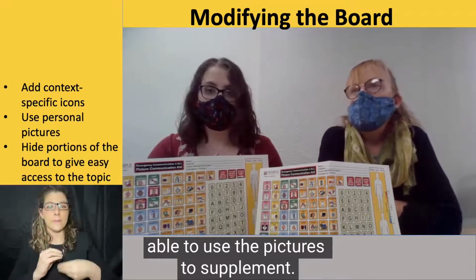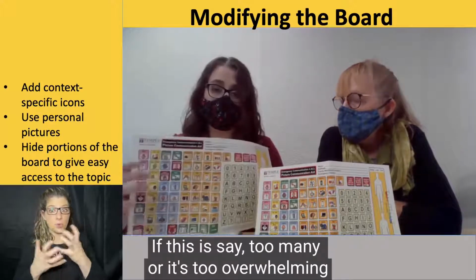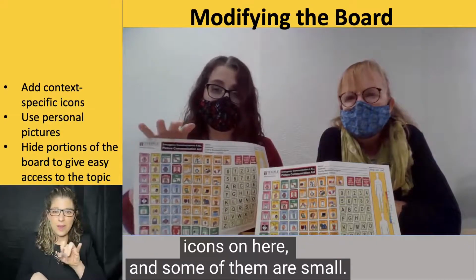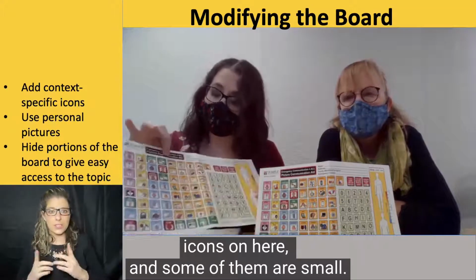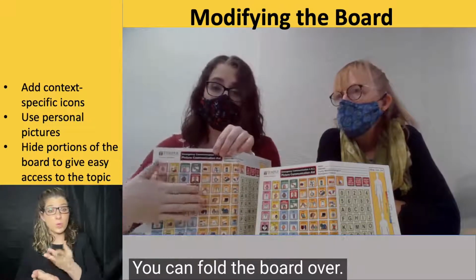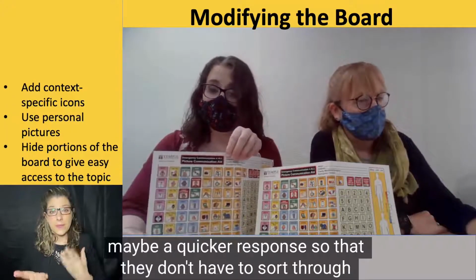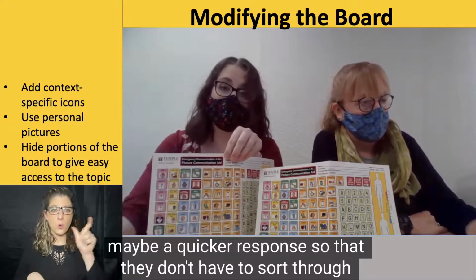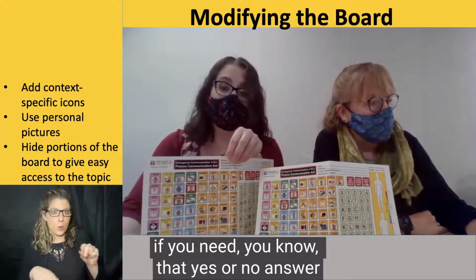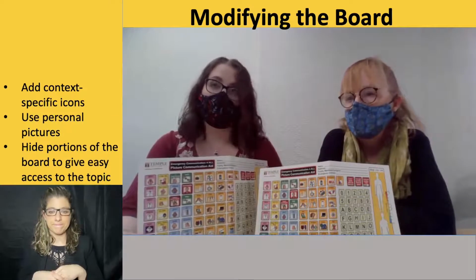and be able to use the pictures to supplement. And any quick changes too to the board in the moment, if this is, say, too many or it's too overwhelming for one person to look at, because there's a lot of buttons or icons on here, and some of them are small, there's a lot happening. You can use maybe a plain piece of paper to cover it up. You can fold the board over if you need to narrow down those choices to give somebody maybe a quicker response so that they don't have to sort through all of this vocabulary if you need that yes or no answer, or you need that direct response in a moment really fast.